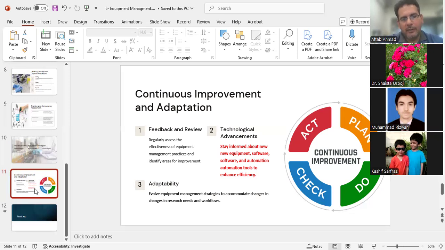So we have to evolve equipment management and accommodate change in the research workflow. This is what we are actually doing. So we have to adopt the new things, and we have to bring new protocols. We have to learn those protocols. We have to learn new software. We have to learn about the upgradation.